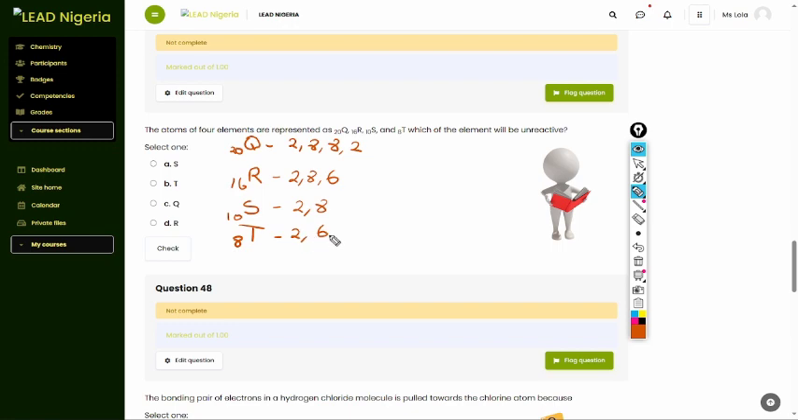So remember that for the atom to be stable, it needs to have 8 electrons according to the octet rule. So the only one that has 8 electrons in the outermost shell is this. So this is the one that is stable. It has 8 electrons, so it doesn't lose or gain any electron. So it becomes unreactive. The unreactive element here is S. So that tells us that the correct option here is A. So we go with A.